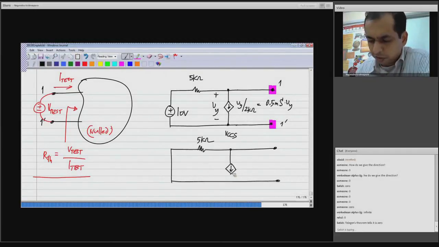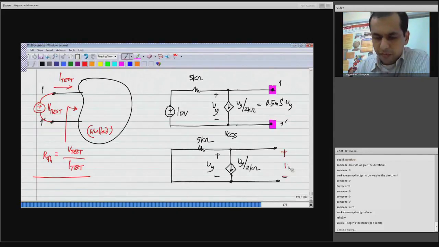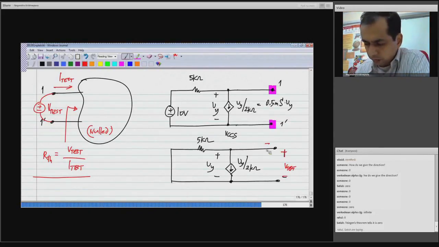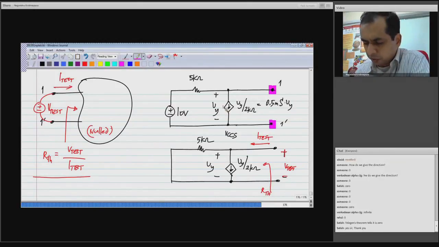We have 5 kilo ohms here, and we have Vy, and all these things will remain exactly the same. Okay, you don't change anything in the dependent source. Then you apply this V-test, and find I-test. The ratio of the two will give you RTH looking into this.